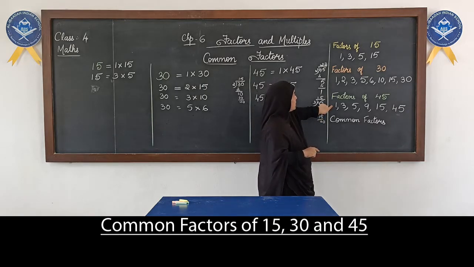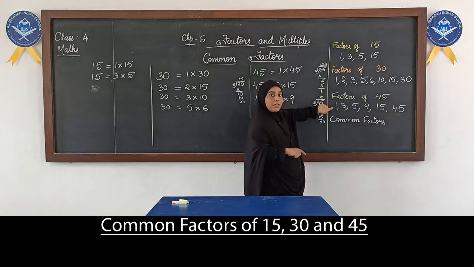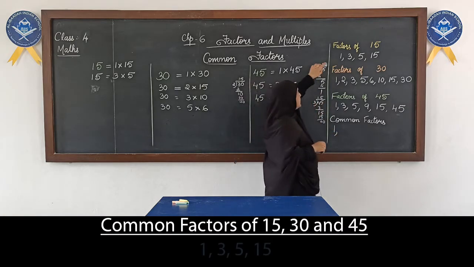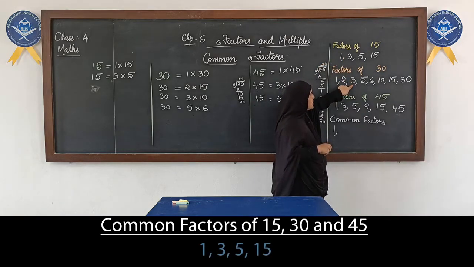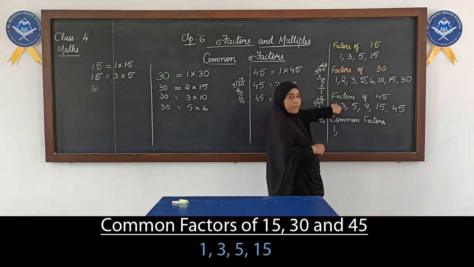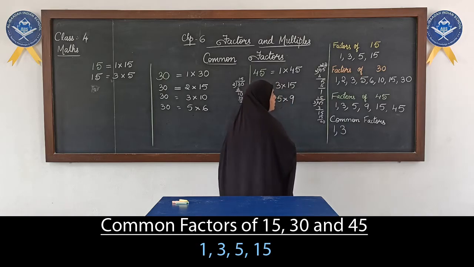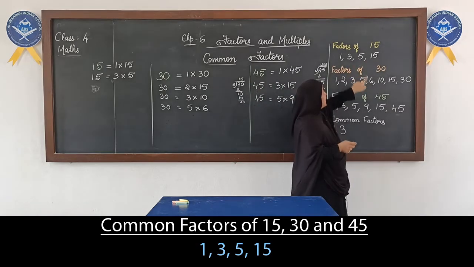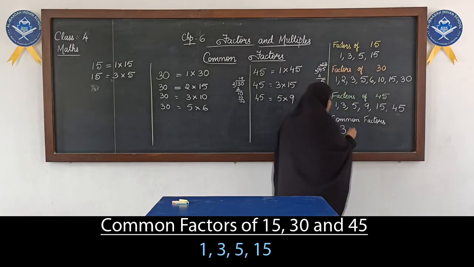In all the three we should find a factor, then only we can say it is a common factor. So we can see 1 in all the three. 1 is here in the second one as well as in the third list. So 1 is a common factor. Okay. Then 3. We have 3 in 15's list, we have 3 in 30's list and also in 45's list. So 3 is also a common factor. Then 5. 5 also we can find in the list of 15, in the list of 30 and in the list of 45. So 5 is also a common factor.